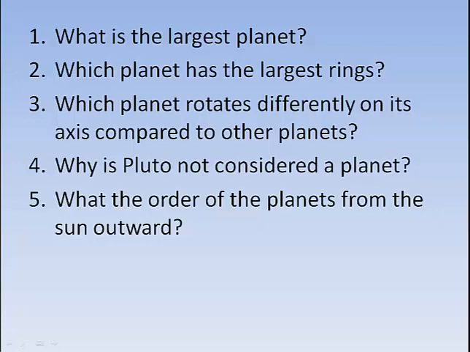Well, one is it's very tiny. The other outer planets are huge. It's made of ice. The other outer planets are made of gas and ice, primarily gas. What is the order of the planets from the sun outward? Mercury, Venus, Earth, Mars, Jupiter, Saturn, Uranus, and Neptune.